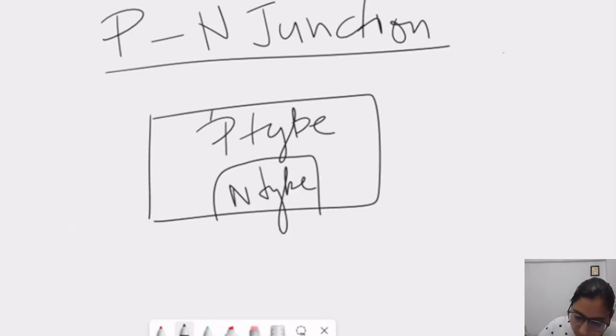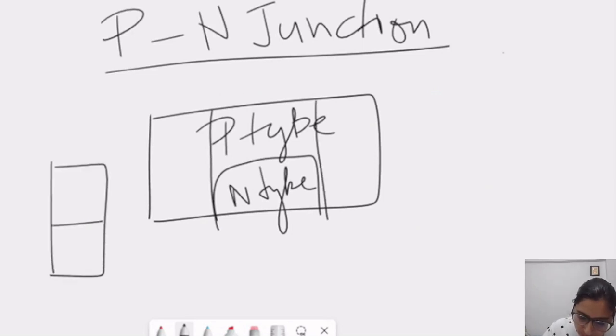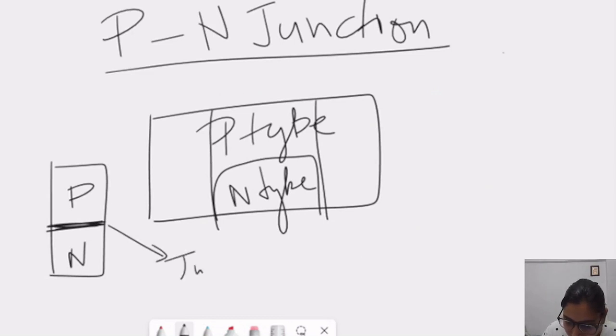Now, if I cut this portion and draw it here, what you will see is this is the P section and this is the N section. The layer which divides the P section from the N section is considered the junction. So, this is simply what the term PN junction means.